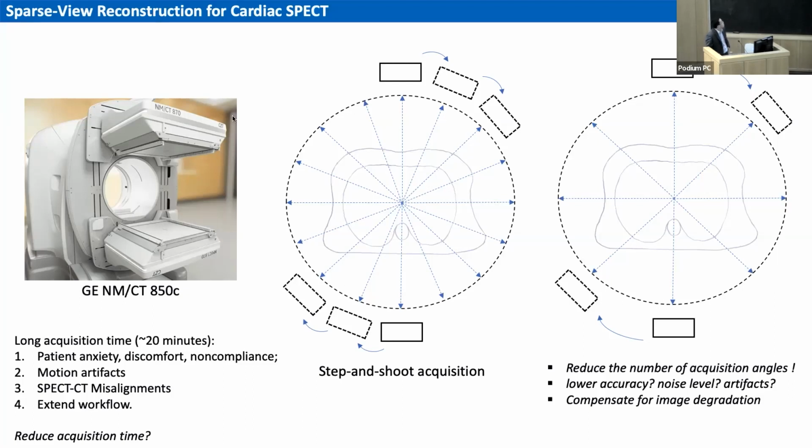We start with some parallel hole scanners. We want to see if we can reduce the acquisition time through sparse view acquisition, and potentially enable fast acquisition for dynamic imaging using the conventional scanners. But in that case, we really need to deal with the sparse view problem.